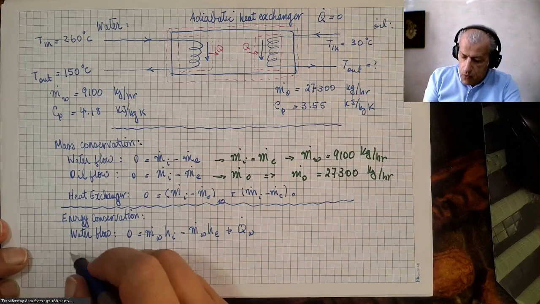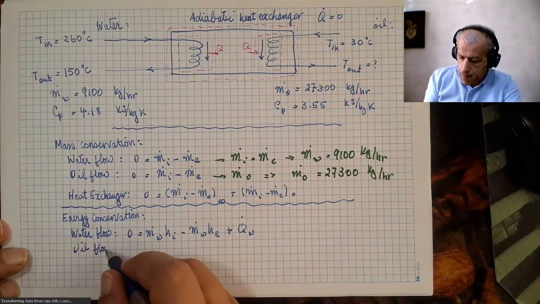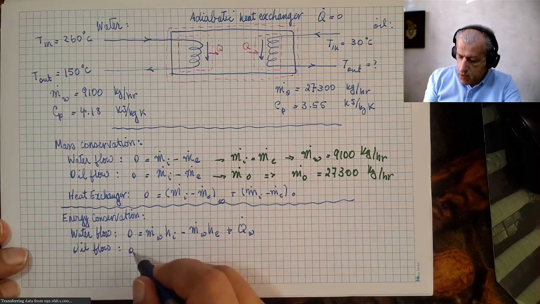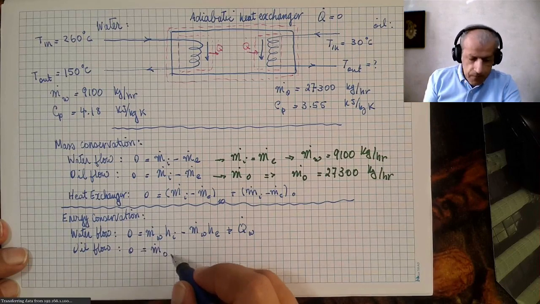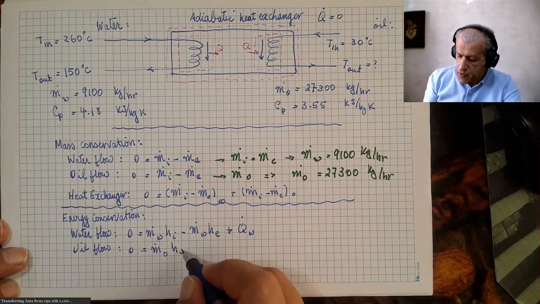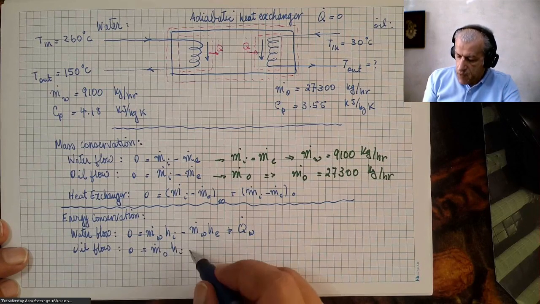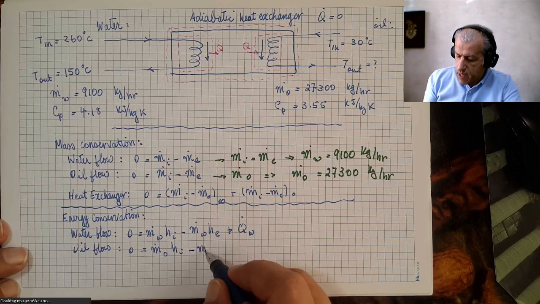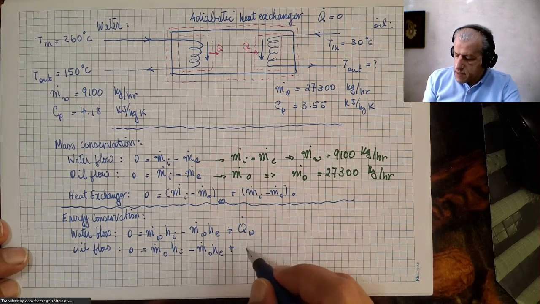As for oil flow, 0 equals m dot oil times hi. Of course, these hi's are different. This is for water, this is for oil. Minus m dot o he plus q dot oil.